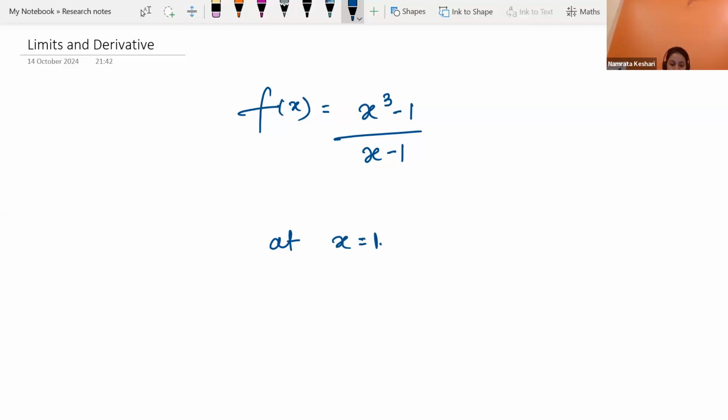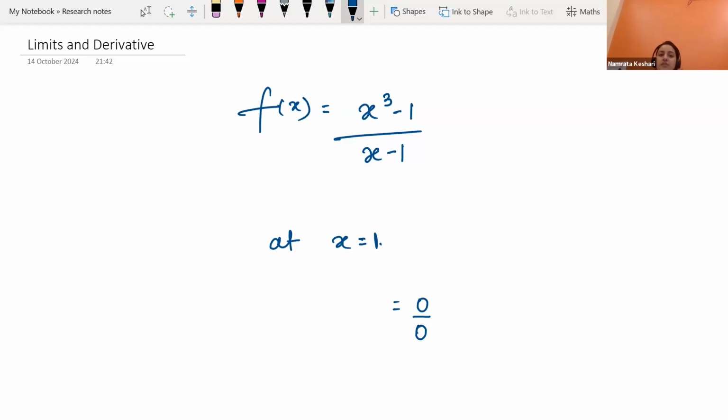Yes, Ali, Alina, what are you getting? Just a second. Zero. When x is 1, our function becomes 0 by 0, yes or no? Yes, ma'am. Okay, this is something which is not defined in mathematics.